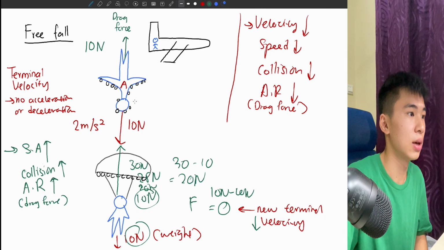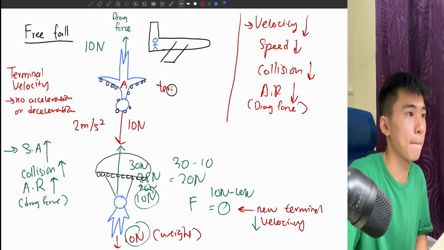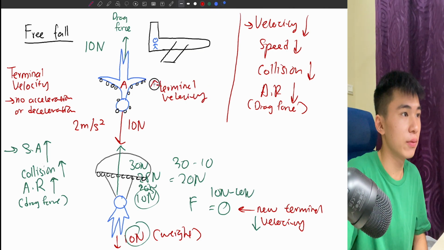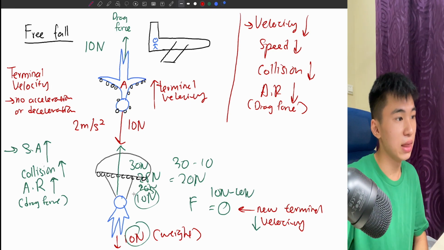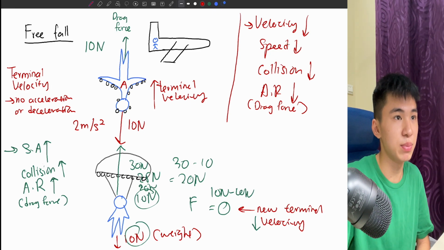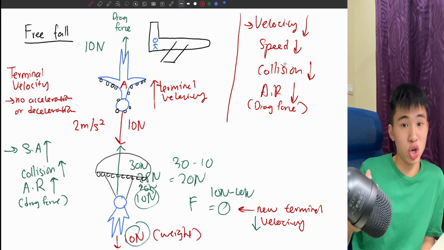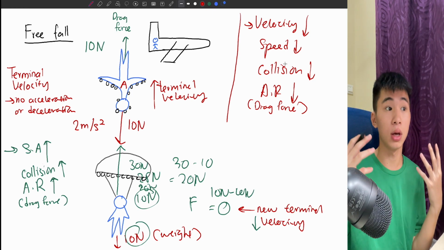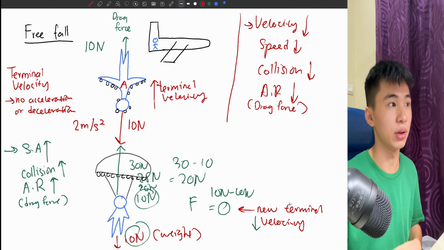In this case, at 10 newtons, we will have one terminal velocity. Okay, so in this case, the terminal velocity is greater than the new terminal velocity, because you will decrease in speed, which means you will have a decrease in velocity. So you will still have constant velocity, but it has lesser velocity in this new terminal velocity.